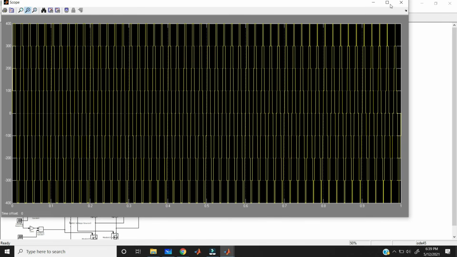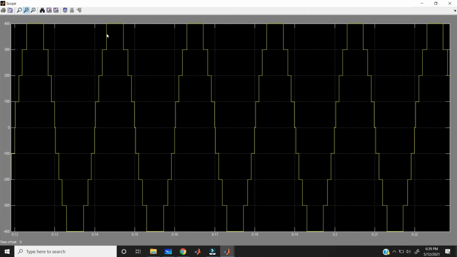Okay, now you can zoom this one, then you can get the 9 levels. So here you are taking the 4 bridges, means 400 volts. So this is the 400, 300, 200, 100, 0. Again minus 100, minus 200, minus 300. So like this you can get the 9 level.